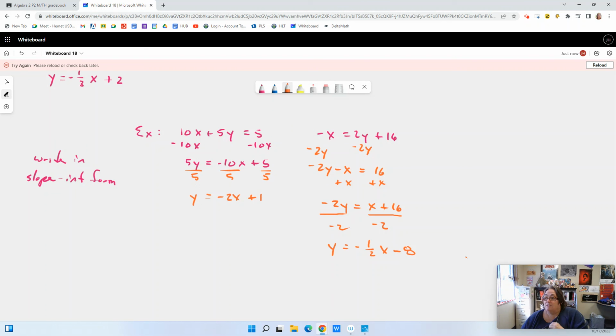Are these equations parallel, perpendicular, or neither? How do we tell? Let's look at the slopes. Here I have a minus 2. Here I have a minus 1/2. Everyone needs to answer in the chat box. Are they parallel, perpendicular, or neither?